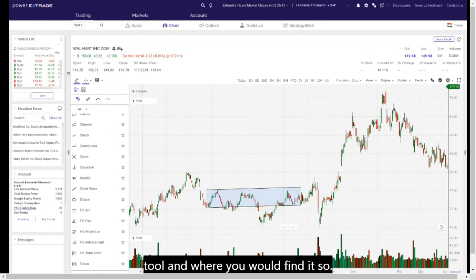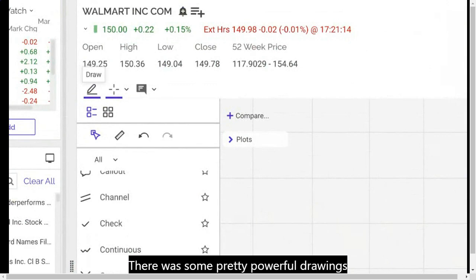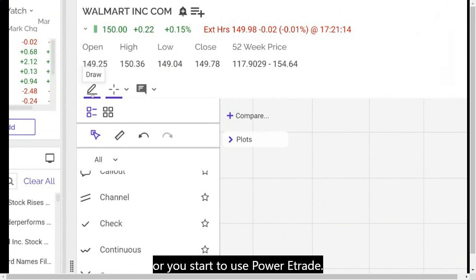So let me encourage you, if you've not done it, to look at this drawing tool. There is actually quite a bit on here. We give you the capabilities of doing some pretty powerful drawings and annotations on your charts. But until you're aware that it's there, and until you've played with it a little bit, you're probably not taking full advantage of it. So if you're using Power E-Trade, or you start to use Power E-Trade, make it a point to spend a little bit of time familiarizing yourself with that icon in the upper left-hand corner of the chart, which is the drawing tool.